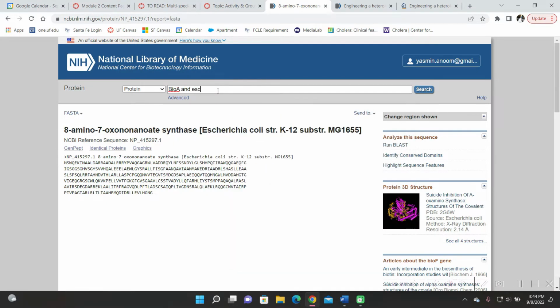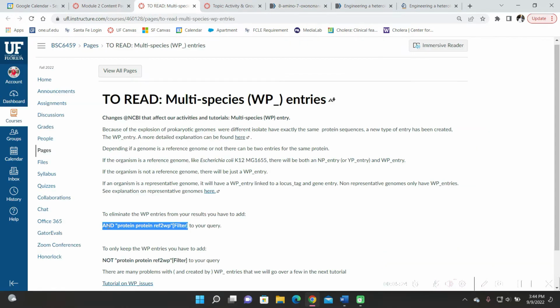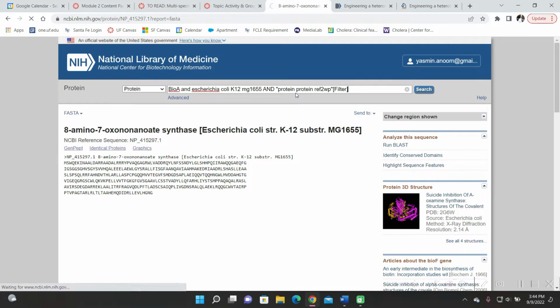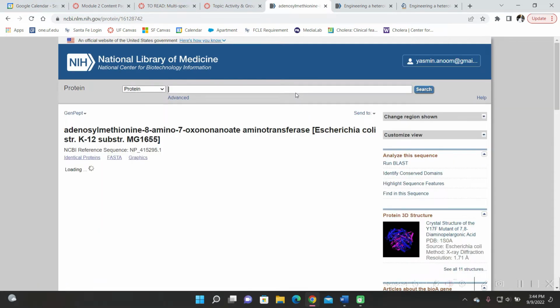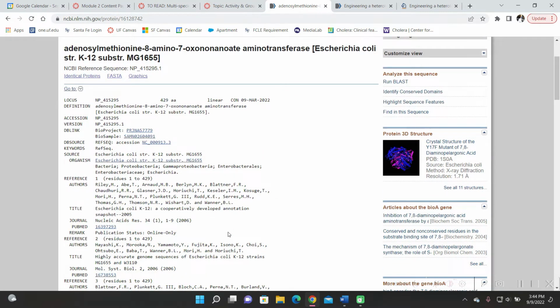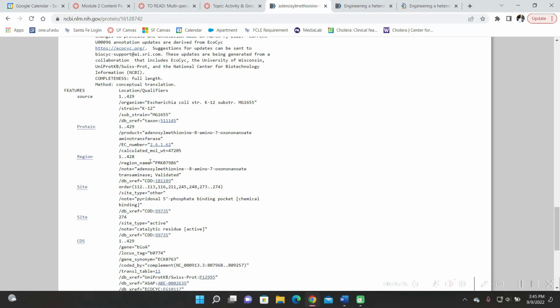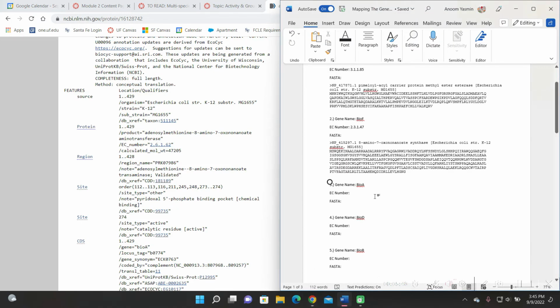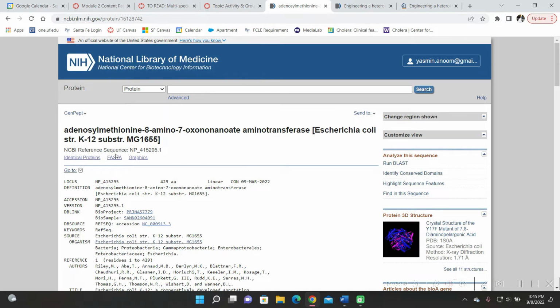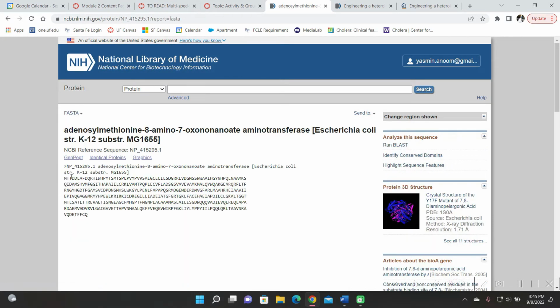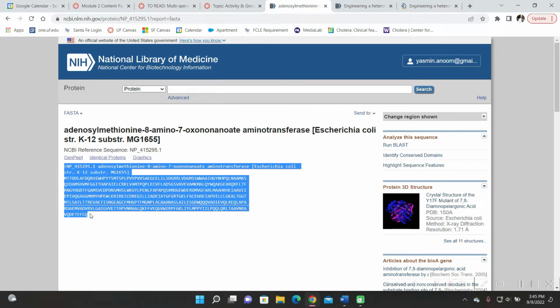And then I repeated this again for the next gene or protein. It was BioA and Escherichia coli K12 MG1655. And I directly added the filter this time. And it took me directly to a protein again. I scrolled down. And there was a single accession or EC number that I copied down. And I copied the FASTA again.